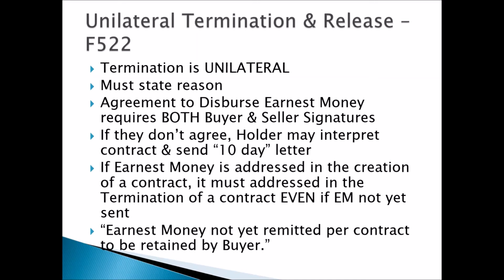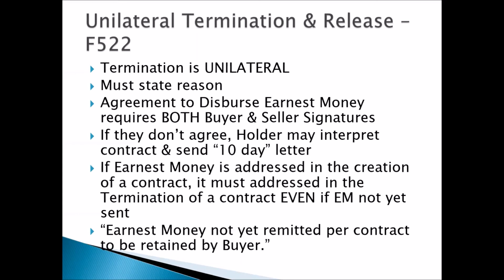And that happens by either agreement between the buyer and the seller telling the holder what to do with the earnest money, or if you don't have agreement, the holder can interpret the contract and send the 10-day letter, or the holder can interplead it into a court. That's a completely separate issue, but on GAR, they put both of these issues on one form, which makes it a bit confusing.